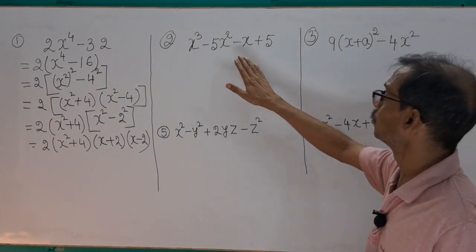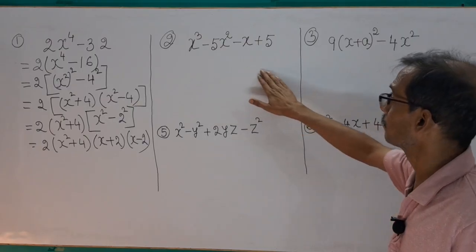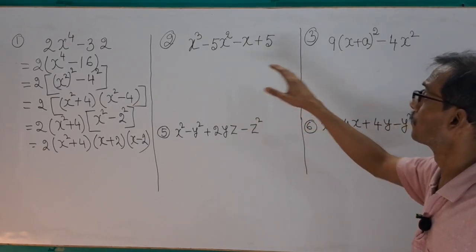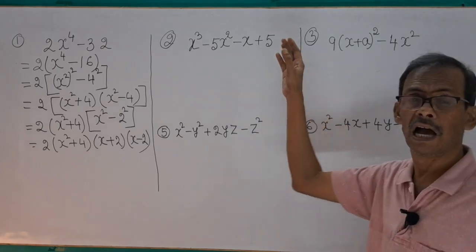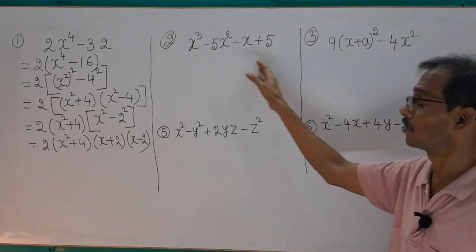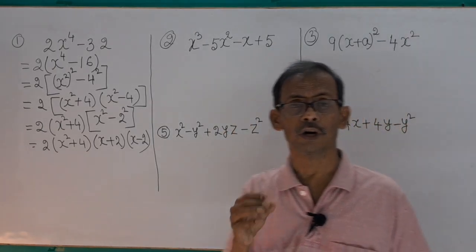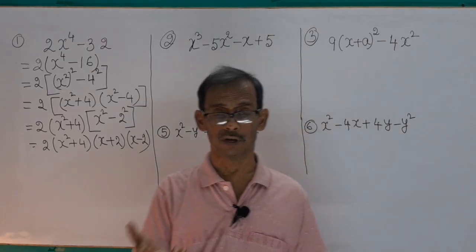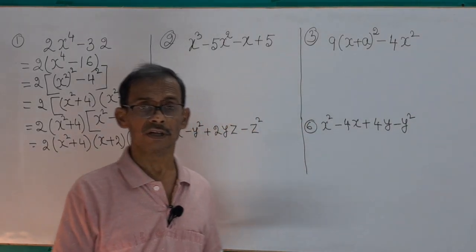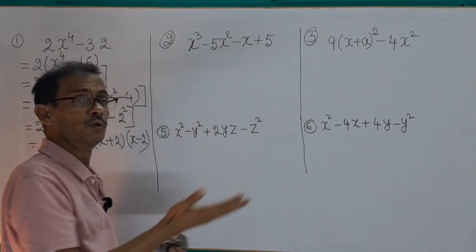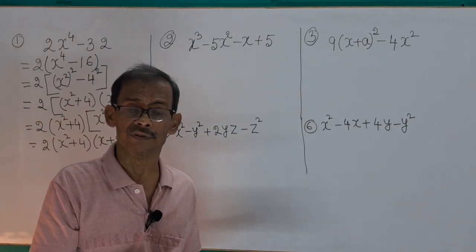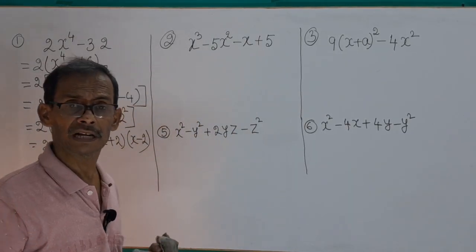Now something new is coming here. See, x cube minus 5x square minus x plus 5, and you will be surprised that this also is to be solved by the x square minus y square, or you can say a square minus b square identity. But it doesn't look like it is fitting in the a square minus b square identity.